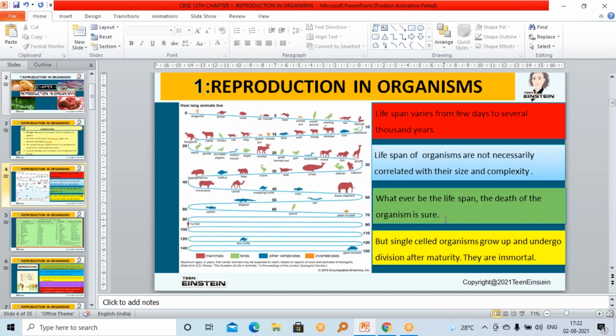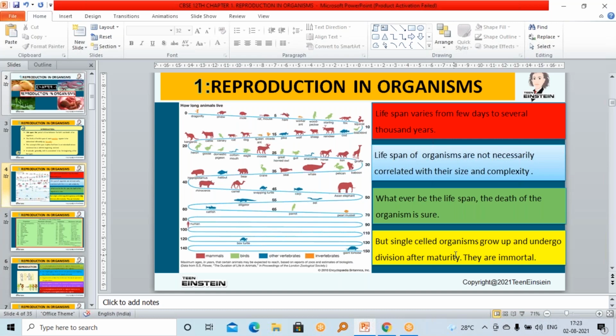So lifespan varies from a few days to several thousand years, and the lifespan of organisms is not necessarily correlated with their size and complexity. There is no relation between size and complexity and lifespan. Okay. So whatever the lifespan, the death of the organism is sure. Surely there is a death for an organism. The lifespan may be 10 years, 5 years, 1 day, 50 days or 50 years or whatever, there is a death for that organism.